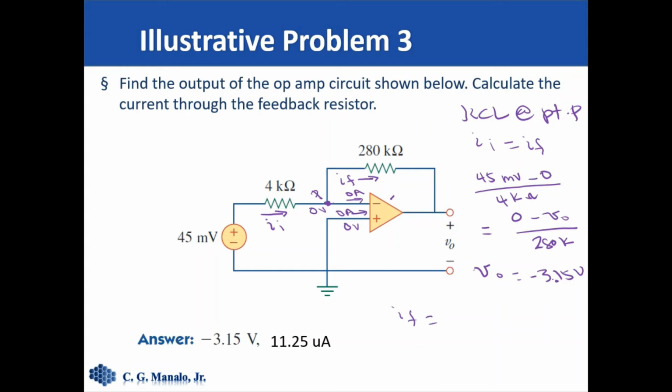Okay, now to get I sub F, we go back to this expression. So this is actually I sub F. So that would be negative, negative 3.15 divided by 280. Okay, so that would give us 11.25 microamperes. Okay, so this is the answer here.